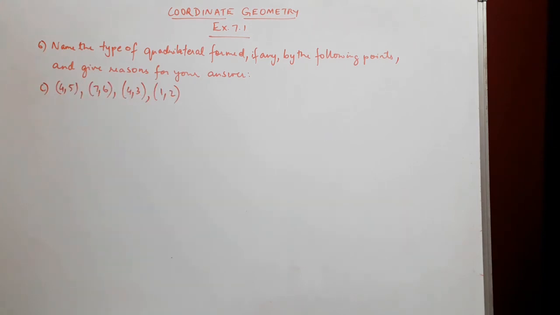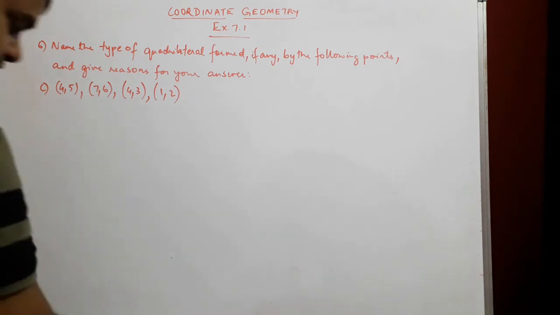Coming to the third and final problem under question 6, we need to find whether this set of points that you see in front of you actually form a quadrilateral. If yes, then what type of quadrilateral? Let's check it out.